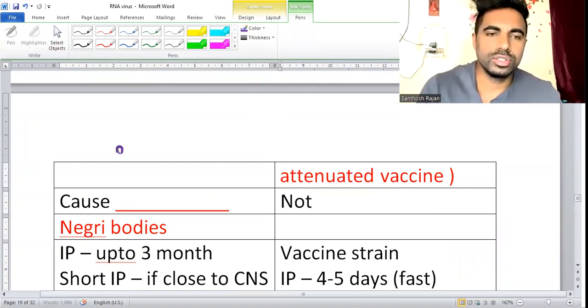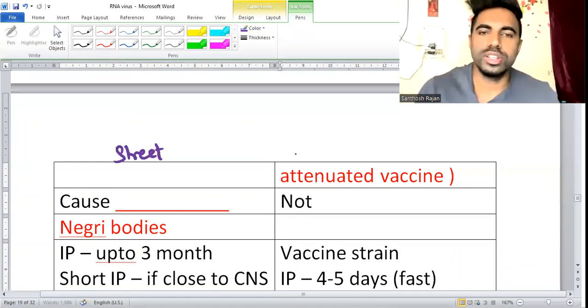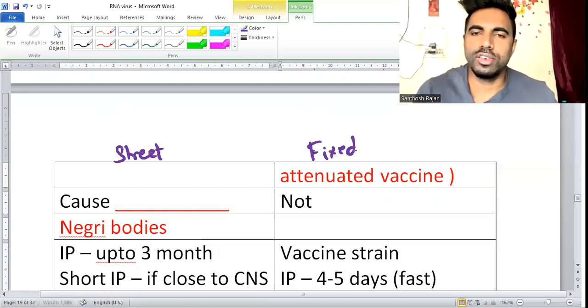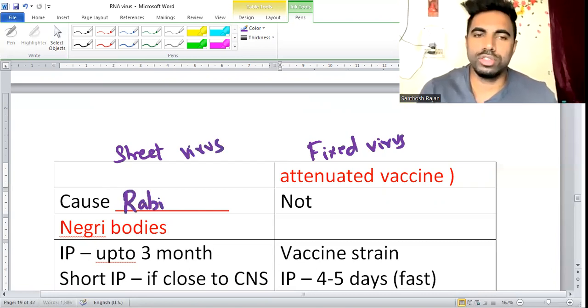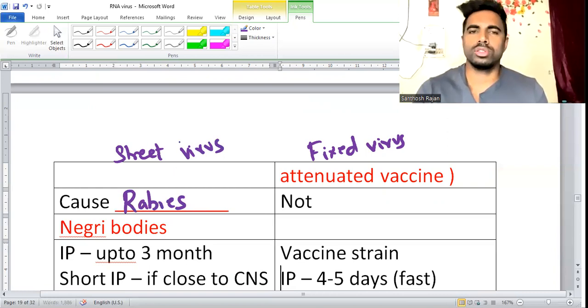So, this is the street one, and this is the fixed virus. Street virus, fixed virus. For rabies, we have two: the street virus and the fixed virus. The street one causes the rabies, which is the furious one. The street virus is also called furious. Furious means very dangerous.